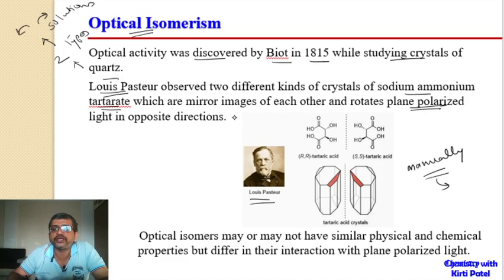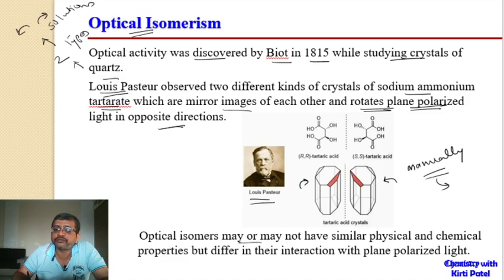And what he found was that each of these mirror images rotates the plane polarized light in opposite directions. That is, if this is rotating it in a clockwise direction, the other will be rotating in an anti-clockwise direction. So the plane polarized light is being rotated either in the clockwise direction or an anti-clockwise direction.